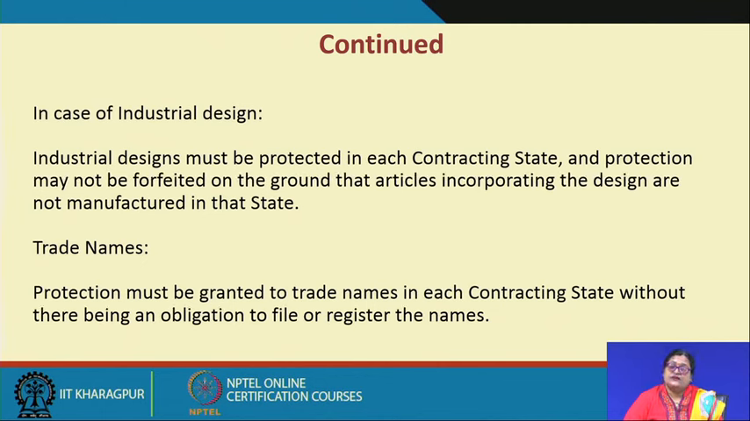In case of industrial design, industrial designs must be protected in each contracting state, and protection may not be forfeited on the ground that articles incorporating the design are not manufactured in that state. Trade names. Protection must be granted to trade names in each contracting state without there being an obligation to file or register the names.